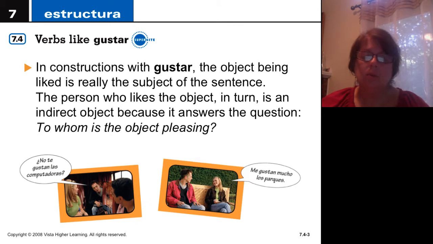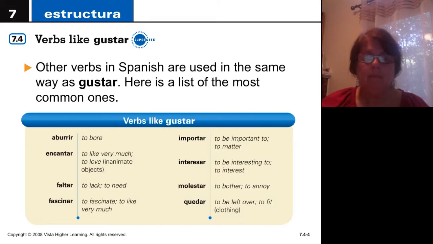In constructions with gustar, the object being liked is really the subject of the sentence. The person who likes the object, in turn, is an indirect object because it answers the question, to whom is the object pleasing? ¿No te gustan las computadoras? You don't like computers? Computers are not pleasing to you? Me gustan mucho los parques. I like parks. Parks are pleasing to me.